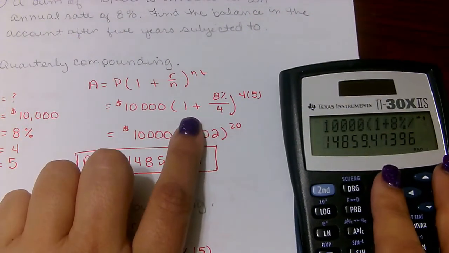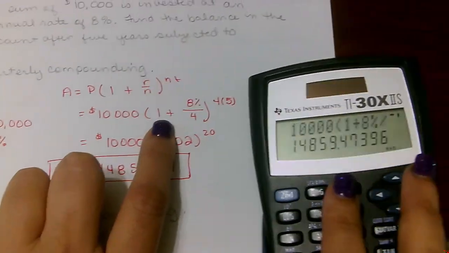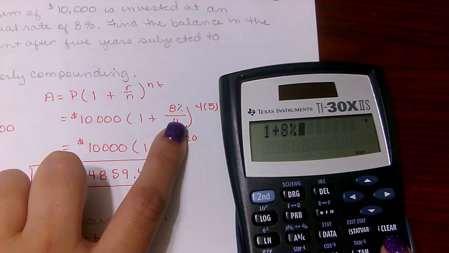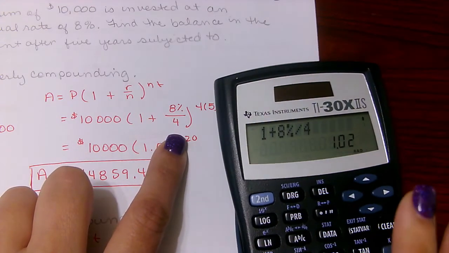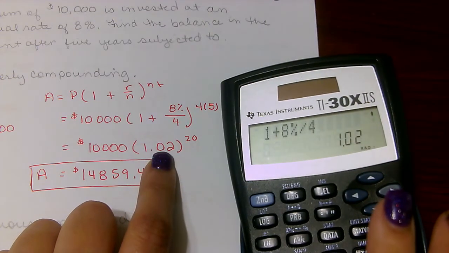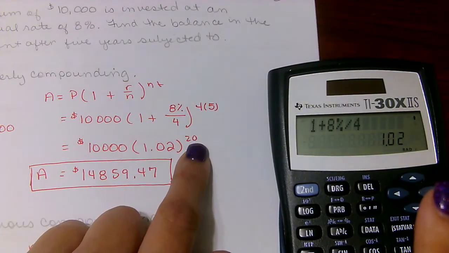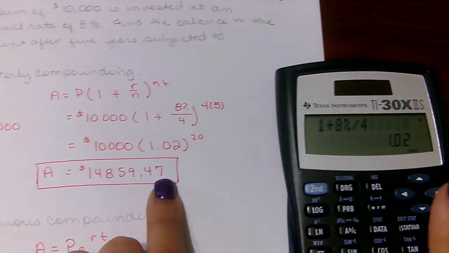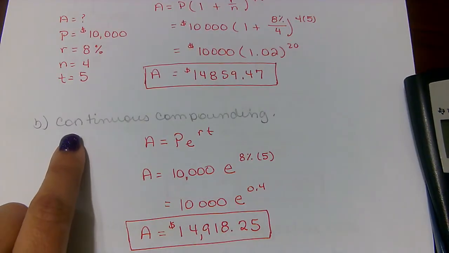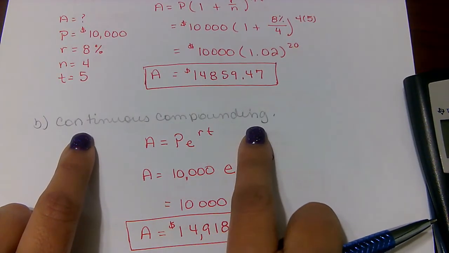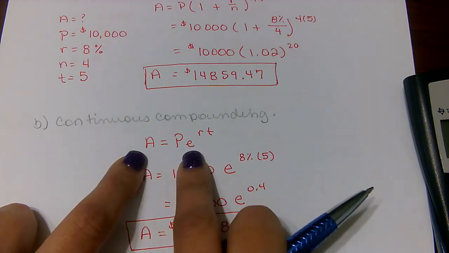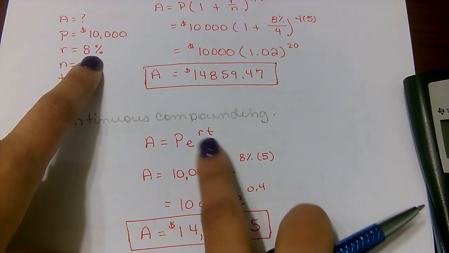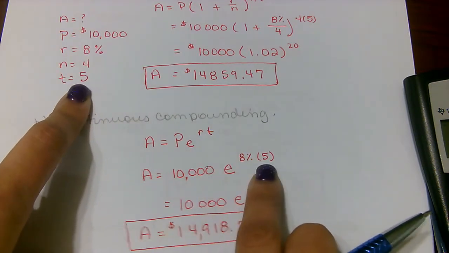You can also go ahead and break it down as I showed here, where I did 1 plus 8% divided by 4, and I got the 1.02, which is here. 4 times 5 is 20, which is my power there. If you put this into the calculator, you will get the exact same value. When we're looking at continuously compounding, we'll be using that second formula. P is still going to be 10,000, e raised to r, which is 8%, for still 5 years.